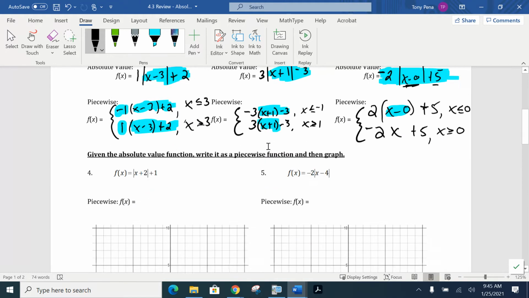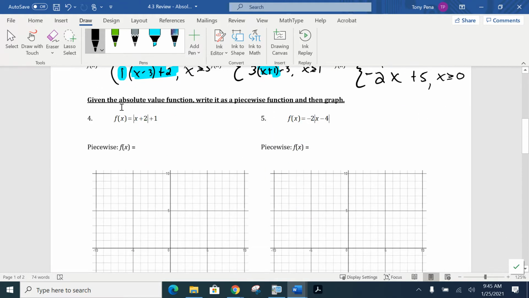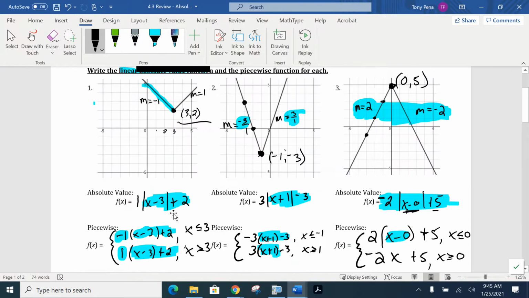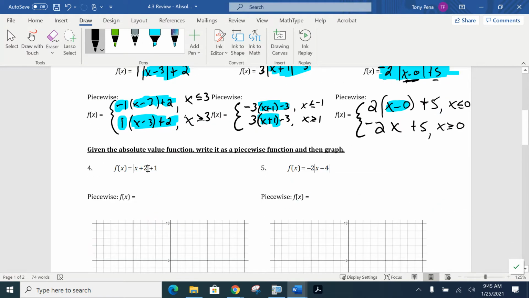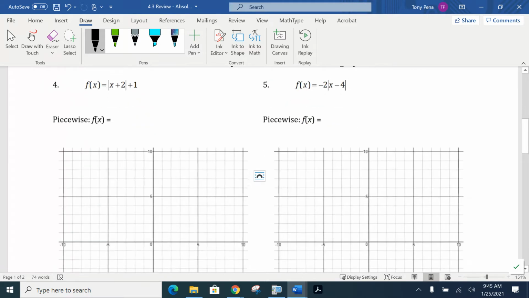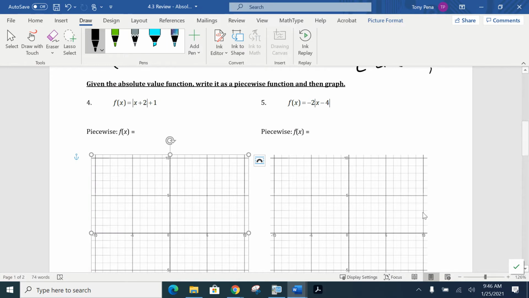All right, so now the opposites. I'm giving you the absolute value equation. I want you to write the piecewise function and graph it. So up here, I gave you the graph. You had to do the two equations. Now I'm giving you one of the equations. You have to give me the other equation and graph it. All right, so the first one we'll do together. Actually, if we were in class, I'd probably just have you try it because hopefully we can do it. But let's go ahead and write our piecewise function.